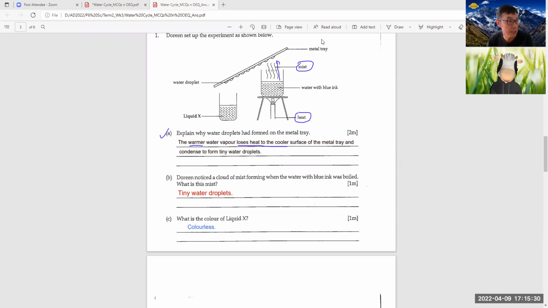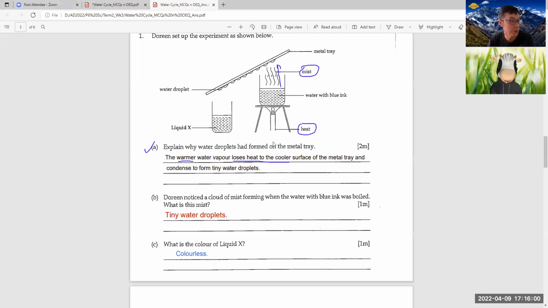And notice here, this is a metal tray. Why they use metal tray? Because metal is a good conductor of heat. So imagine the hot water vapor, or the warmer water vapor, they will lose heat to the metal tray and condense to form tiny water droplets. So this part, explain why water droplets had formed on a metal tray. So you can say that the warmer water vapor lost heat to the cooler surface of the metal tray and condensed to form tiny water droplets.